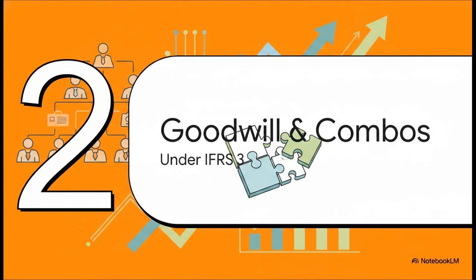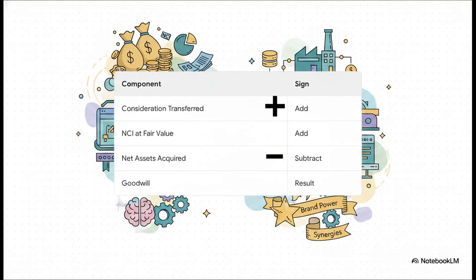Moving right along to Section 2, Goodwill and Business Combinations under IFRS 3. Okay, so once control is a sure thing, we move into the materials phase of our blueprint. The parent company has gone out, they've bought the subsidiary. But here's the thing, they almost always pay a premium over what the subsidiary's individual assets are actually worth on paper. That premium, that's what we call goodwill.